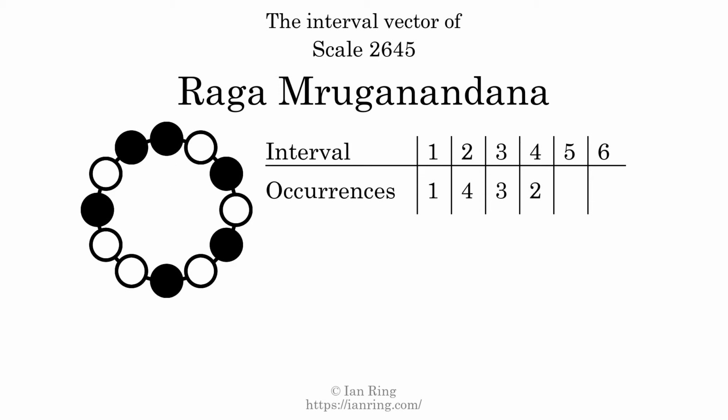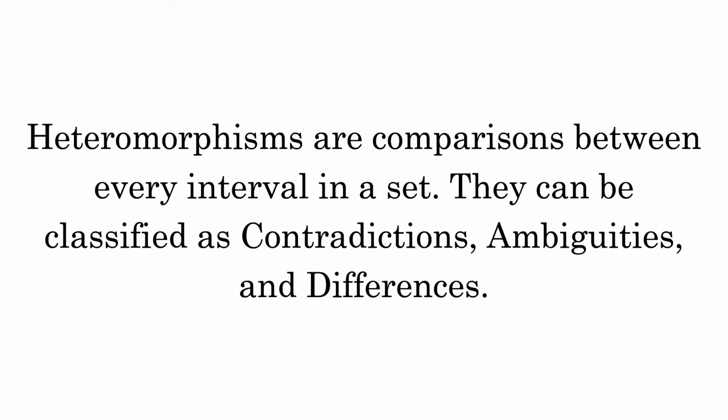There are 2 intervals with a size of 4 semitones. They are here, and here. There are 4 intervals with a size of 5 semitones. They are here, here, here, and here. There is one interval with a size of 6 semitones. It is here. Each interval does not appear in this scale a unique number of times, so this is not a deep scale. Heteromorphisms are comparisons between every interval in a set.